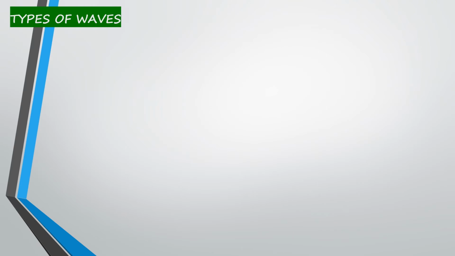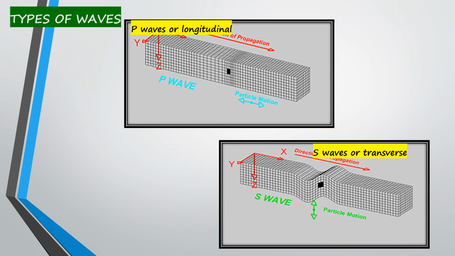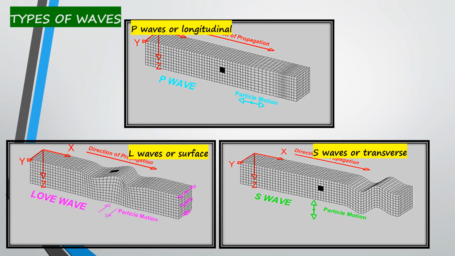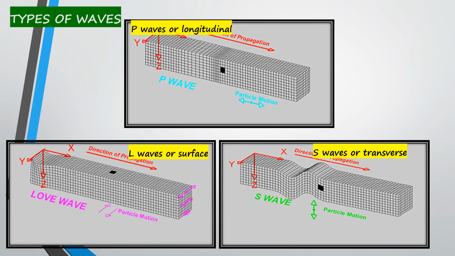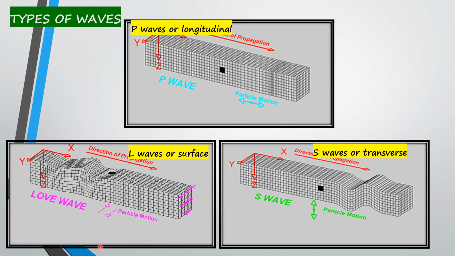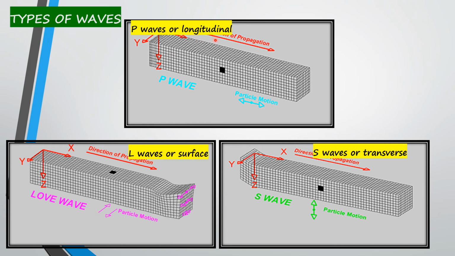So next we are going to see the types of waves. So what are these waves? These waves are seismic waves representing the energy of the tremors, that is the earthquake that we feel. It can also be referred to as seismic energy. The seismic waves are of three types. First one, the P waves or the longitudinal waves.